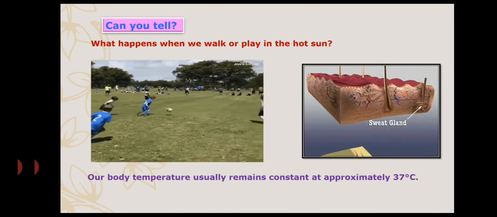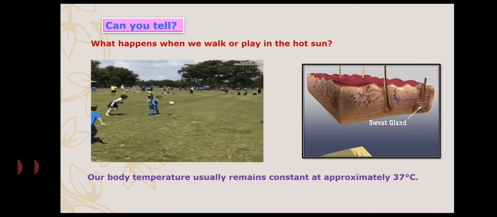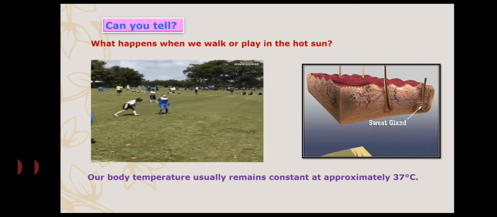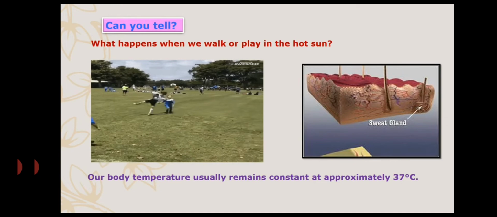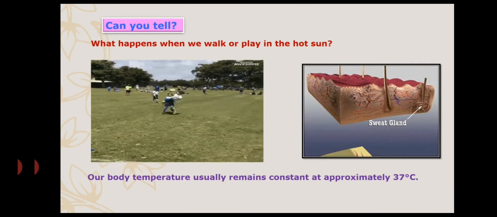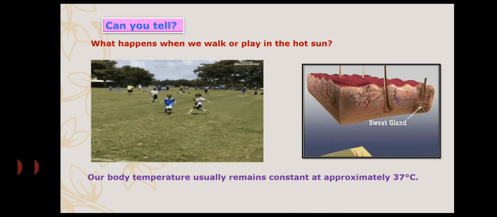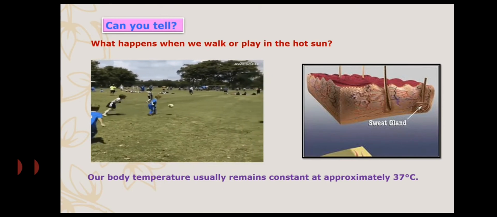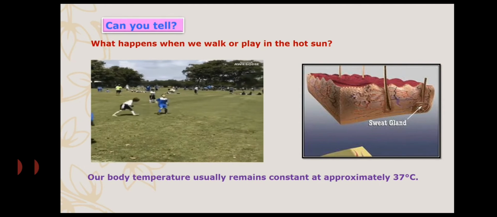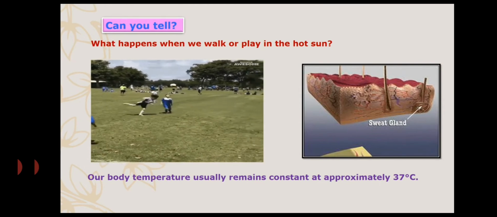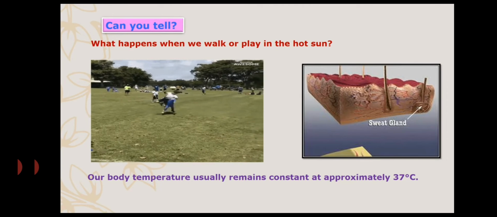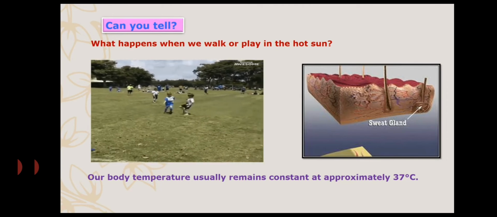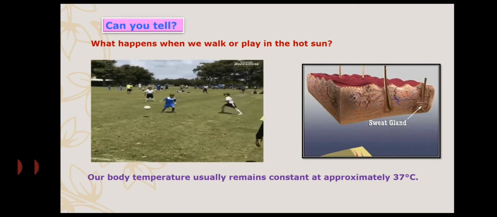when we walk or play, our body temperature usually remains constant at approximately 37 degrees Celsius. Here the main point is given. When we walk or play in the sun, we get tired, but at the same time our skin becomes wet. Why? This is because of sweat. In the skin, there are glands which secrete sweat. They are called sweat glands.